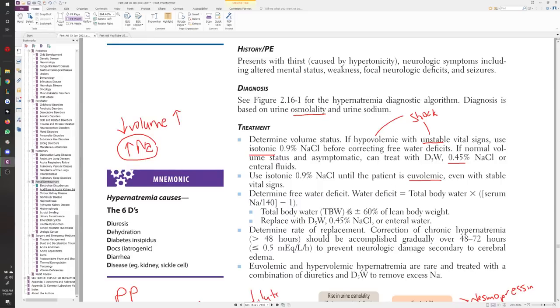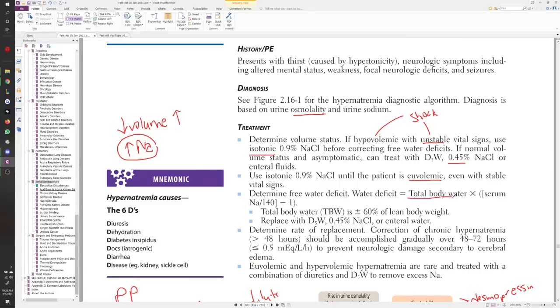They'll probably tell you the patient has a weight of 70 kilograms, 80 kilograms, 50 kilograms, whatever they want to use. So you'll find out their total body water, and then in the question they'll probably tell you how much their water deficit looks like. It's very, very unlikely they'll actually make you calculate this. But if they do make you calculate it, then you take 60% of their lean body weight, which is basically their body mass.